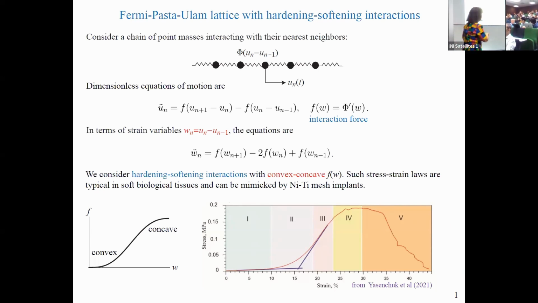Here is the stress-strain curve in soft tissues, and you can see how it's softening and then hardening, and after that it breaks. These are soft tissues like tendons, ligaments, skin. These days, even nitinol titanium mesh implants or metamaterials can mimic this type of biological behavior. So that's what motivates this assumption.